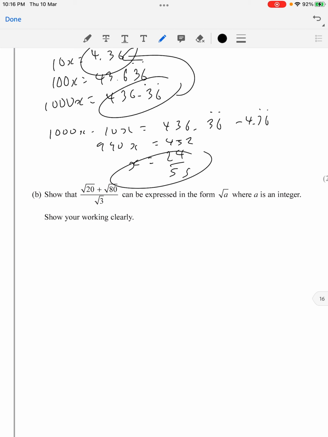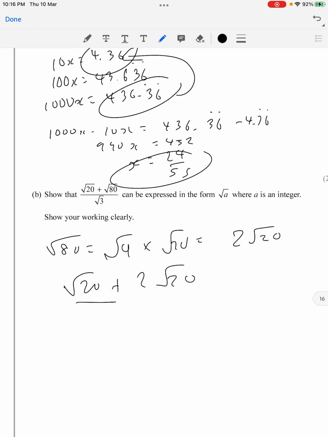So show that the surd can be expressed in the form of square root a. So we have to work out 80, try to possibly divide it by 20 or something. So 80 divided by 20 is 4, right? So square root of 4 multiplied by square root of 20, so square root of 4 is 2, square root of 20. There you go, that's simplified already. So square root of 20 plus 2, so square root of 20 divided by square root of 3.